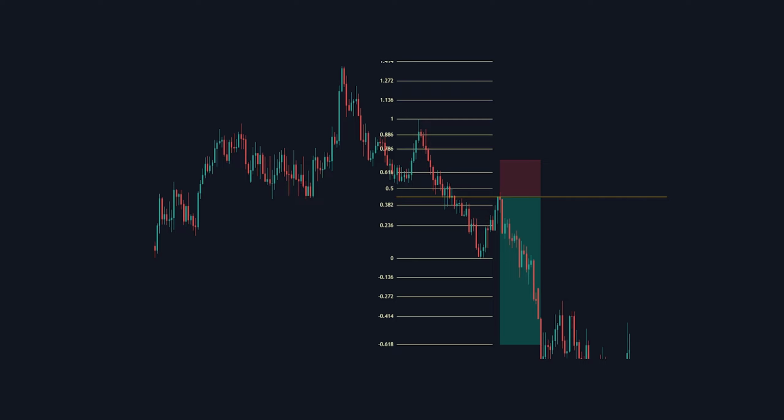Why do I say that? This is because we can see that the support and resistance behind are more critical, and we can easily observe the trend line here. So, the area between 0.5 and 0.382 would be a better choice.